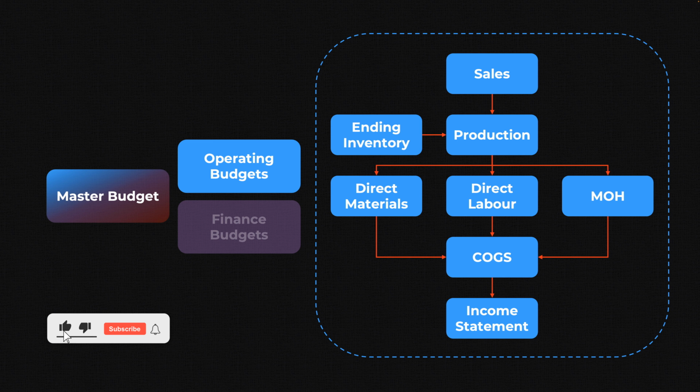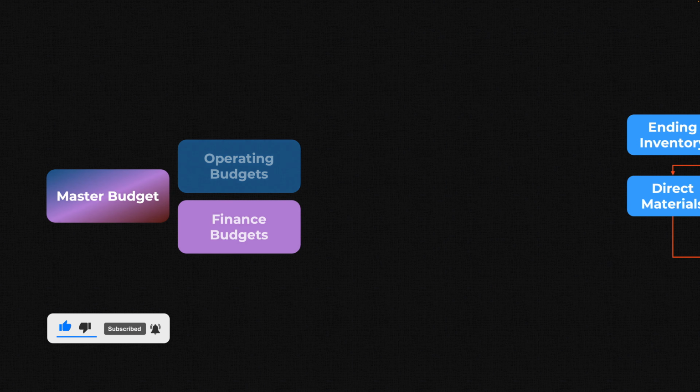Now let's turn our attention to the second category, which is a collection of budgets known as the finance budgets, also called financing budgets or financial budgets. We'll begin with the capital budget. The capital budget is where a business plans for their significant investments in things like property, equipment, or major technology upgrades. These are expenditures that are much larger and less frequent than typical day-to-day operations.